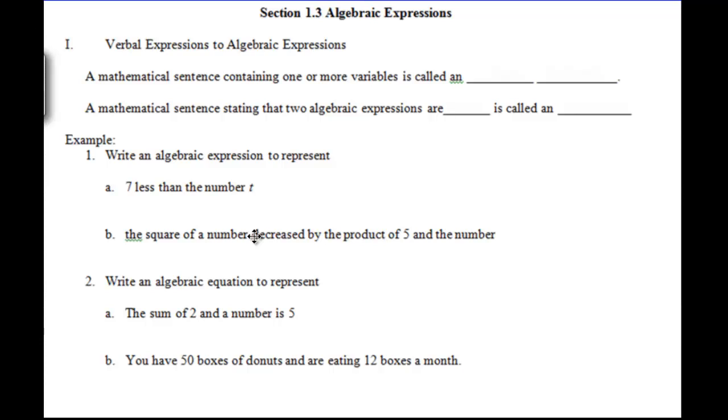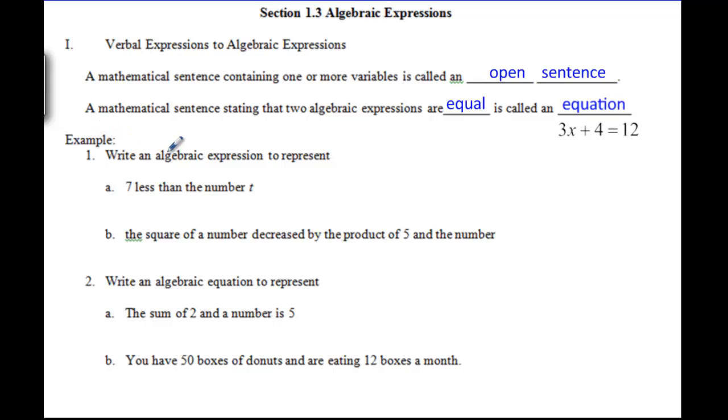Alright, Algebra 2, let's get rolling with 1.3 Algebraic Expressions. So we're looking at verbal expressions to algebraic expressions. A mathematical sentence containing one or more variables is called an open sentence. A mathematical sentence stating that two algebraic expressions are equal, for example 3x plus 4 equals 12, we call an equation. And then we can solve for x and solve the equation.